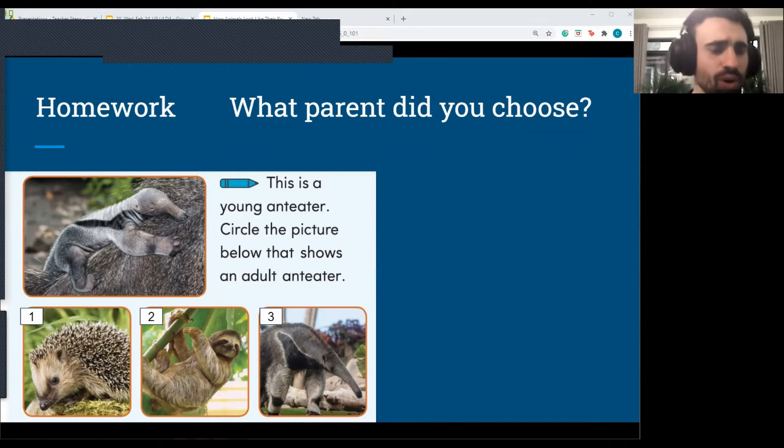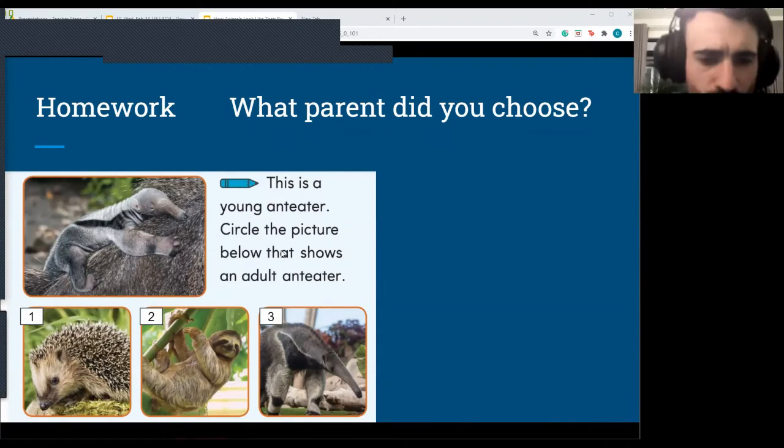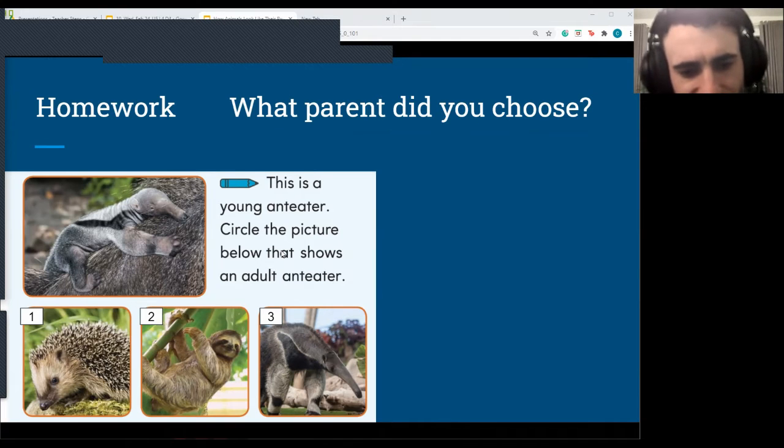Last one, Elsa. What parent did you choose? I choose number 3. And why did you choose number 3? Because the baby anteater had the same pattern. Yep, guys. So if you chose number 1 or 2, that is okay as long as you give a reason. Maybe you wanted to say, oh, they both have 4 legs, or something like that. But number 3 is the correct one.